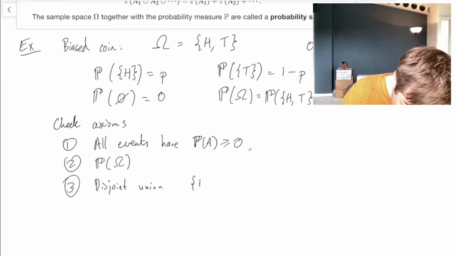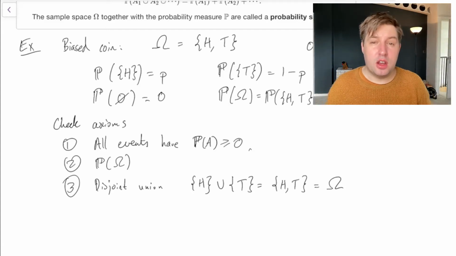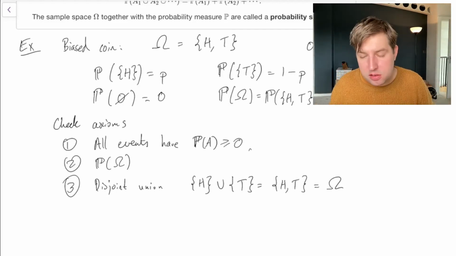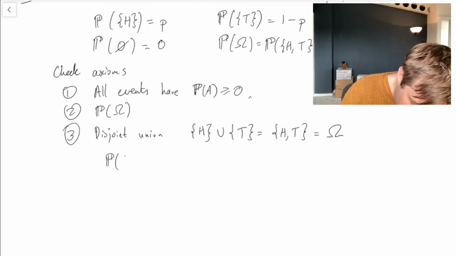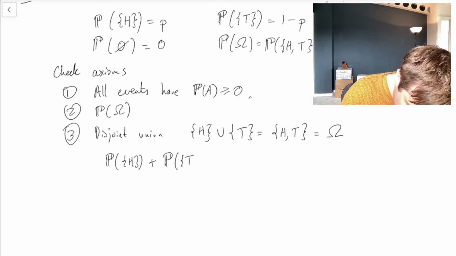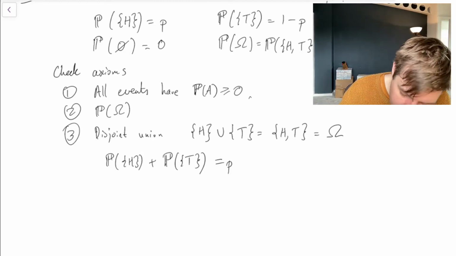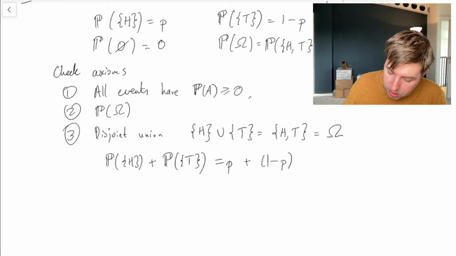The only interesting disjoint union we've got going on is the disjoint union that head union tail is equal to {head, tail}, or the whole space. Now, that's a disjoint union because you can't get a head and a tail at the same time. So that union is a disjoint one, or a mutually exclusive one. So what's the probability of head plus the probability of tail? Well, the probability of head we said was P. Probability of tail we said was 1 minus P. And if you add up P and 1 minus P, you get 1.